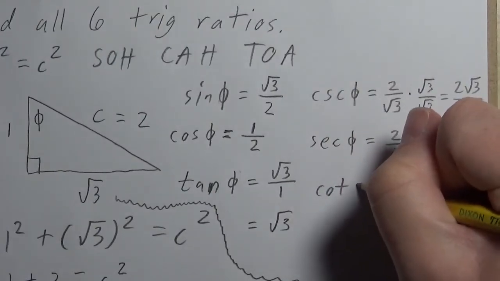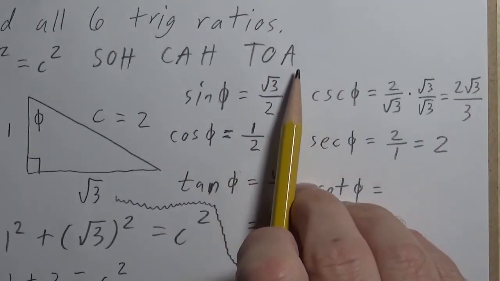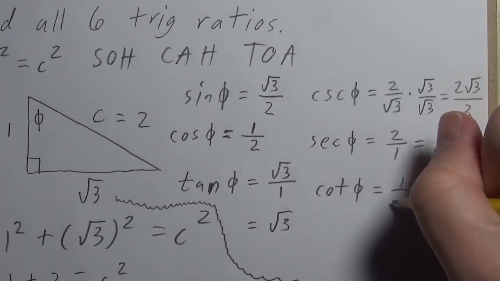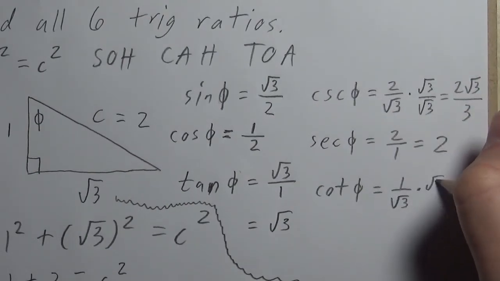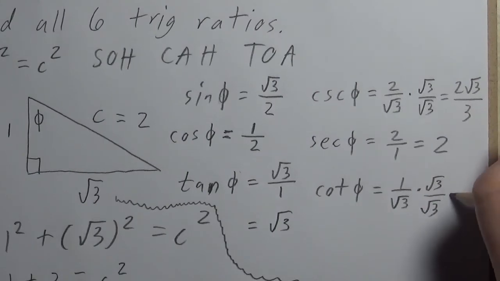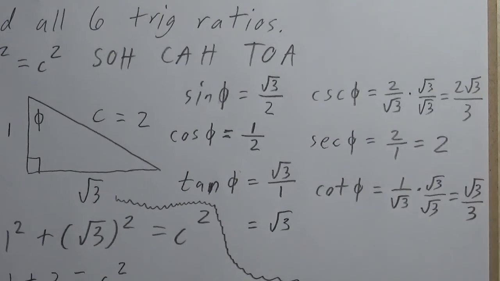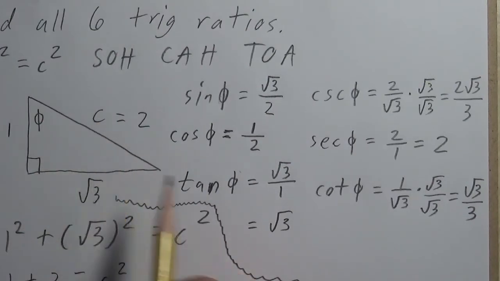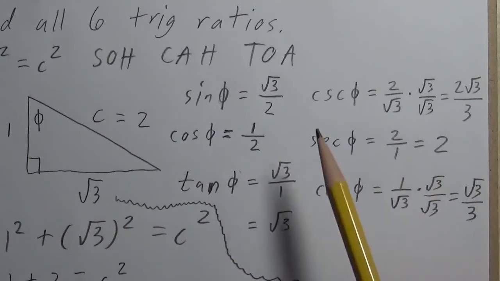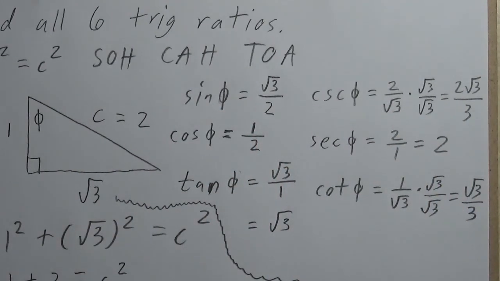is the cotangent, which is the reciprocal, which would be adjacent over opposite. 1 over root 3, same problem as before. We fix it by multiplying it by root 3 over root 3, which is root 3 over 3. And that is it. I've got 3 side lengths of a triangle. I made 6 ratios. And notice that I put the reciprocals next to each other. It's very good to organize it that way.